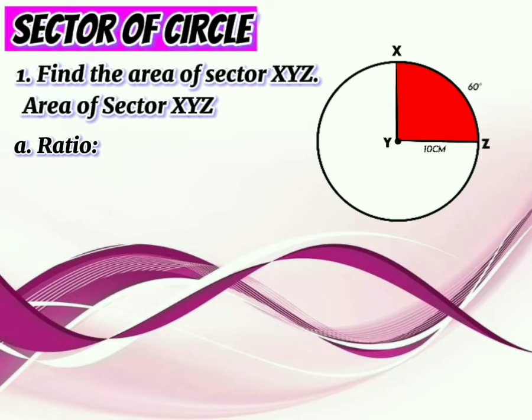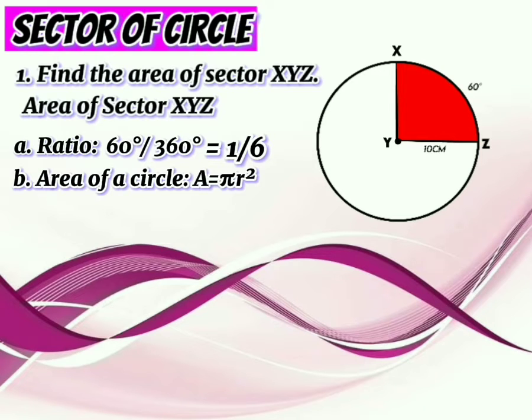Okay, so we will start with the ratio. The ratio of 60 degrees out of the whole circle, that is 360 degrees. So 60 degrees divided by 360 degrees, reduced to lowest terms, becomes 1/6.